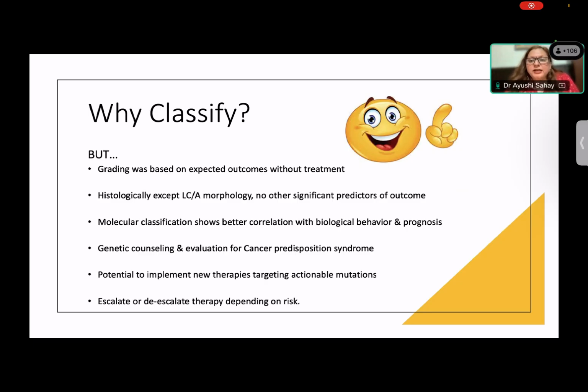But with treatment, the behavior of different types of these tumors is different. The grading was originally given based on outcome without any treatment, but with treatment, the behavior of the tumor is quite different. That is why we need to classify. And histologically, except for the large cell anaplastic morphologies for medulloblastoma, there are no other predictors of outcome.